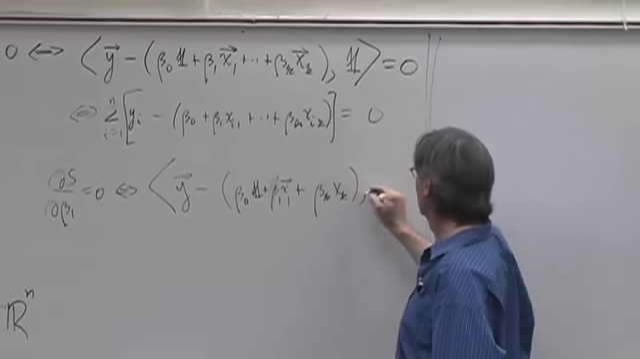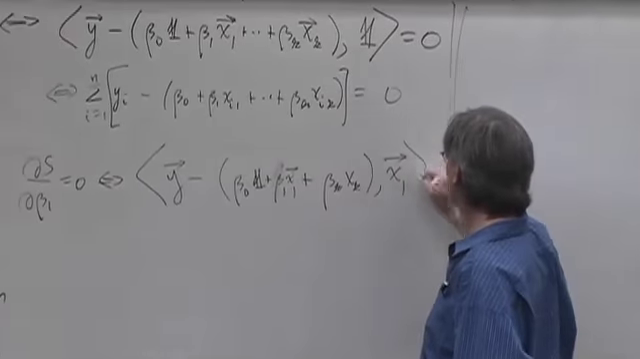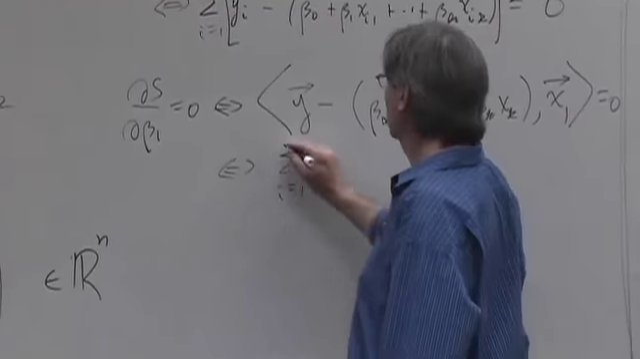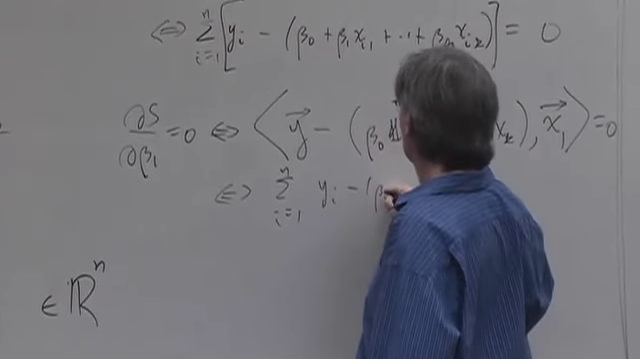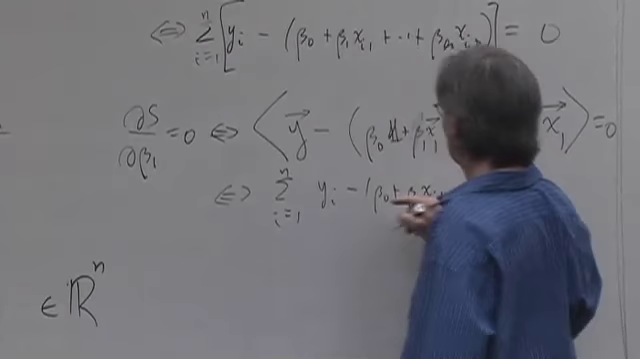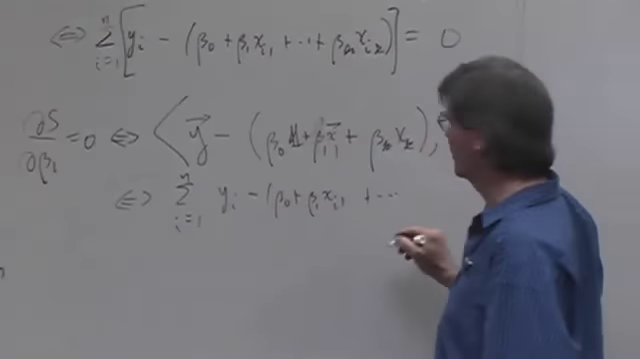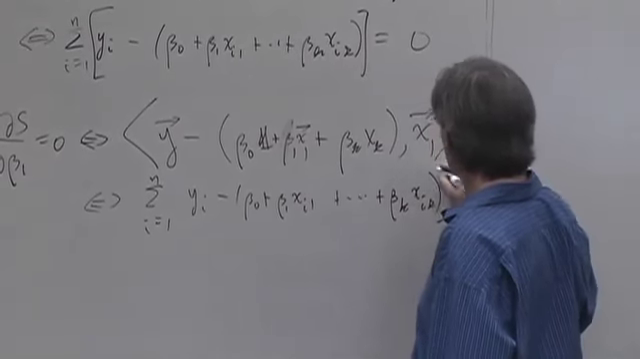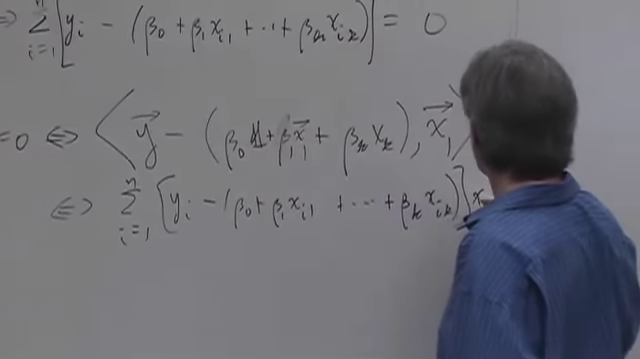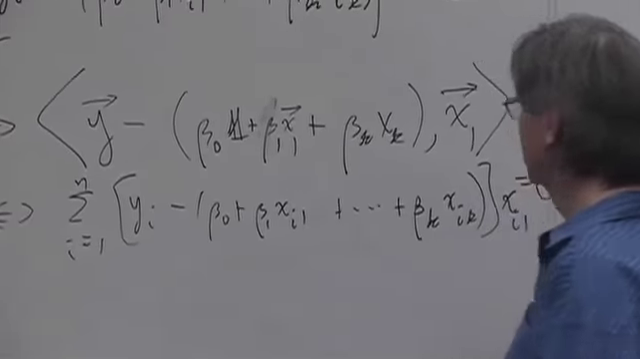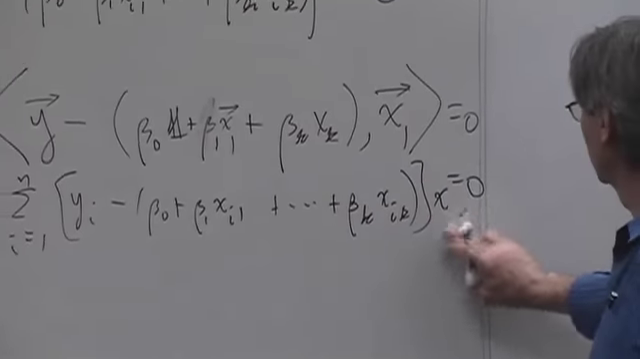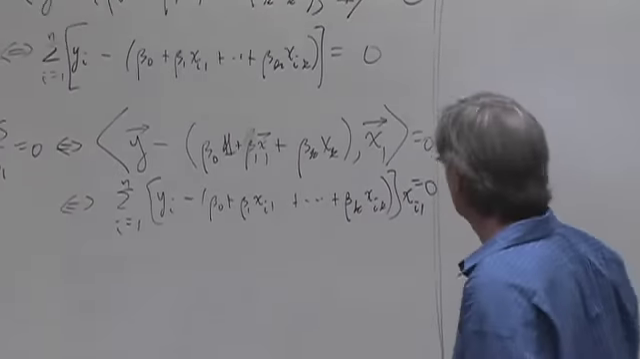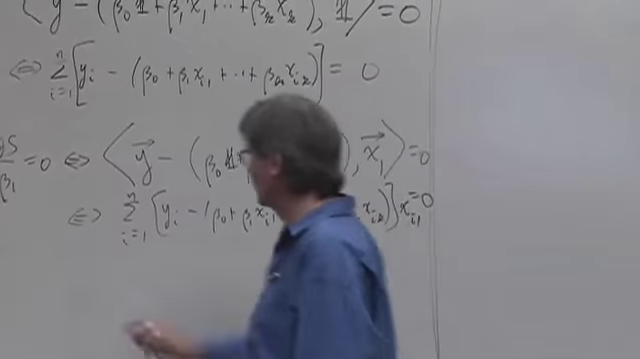And this time I inner product with x1, and I get equal to 0. This is if and only if the summation, i goes from 1 to n, of yi minus beta 0 plus beta 1 xi1, so I don't have to write all those i's down, and when I do write the inner product formulation, plus beta k xik, times this quantity times xi1 equal to 0. All right? So integrating against x1, I get 0. And so on.